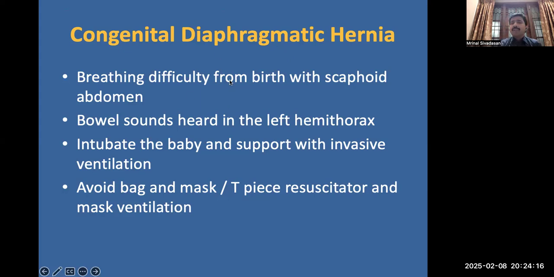So how will you identify a baby with congenital diaphragmatic hernia? The baby will have breathing difficulty from birth with a scaphoid abdomen. That is because the intestine has herniated into the left hemithorax. So you will hear bowel sounds in the left hemithorax.